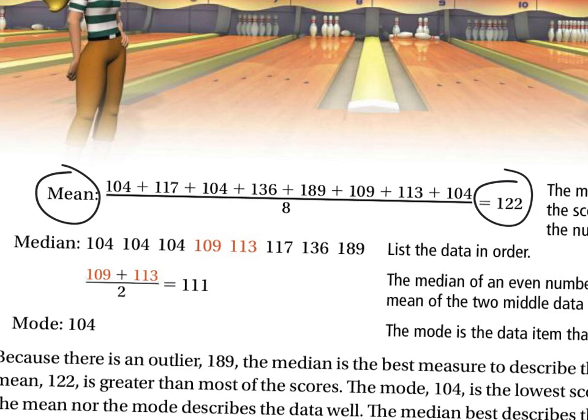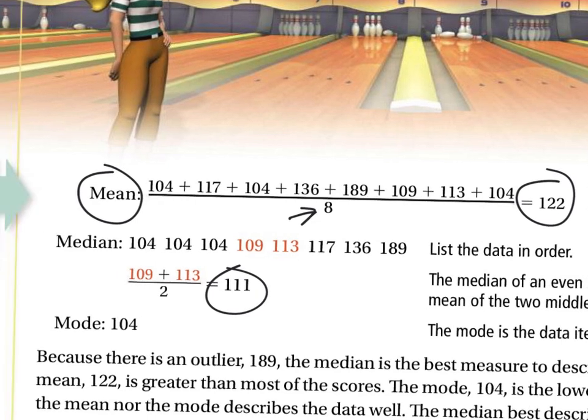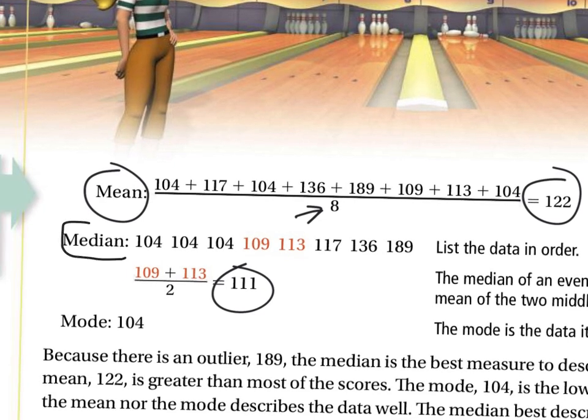The median, they put all the numbers in order. There happened to be 2 middle numbers because we had 8 numbers here altogether. So the 2 middle numbers are 109 and 113. They averaged those out, so add, divide by 2, and they got 111. So 111 is the median.